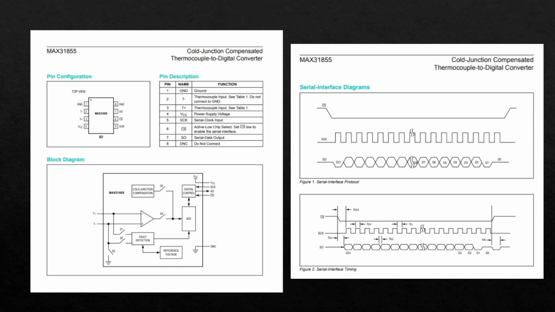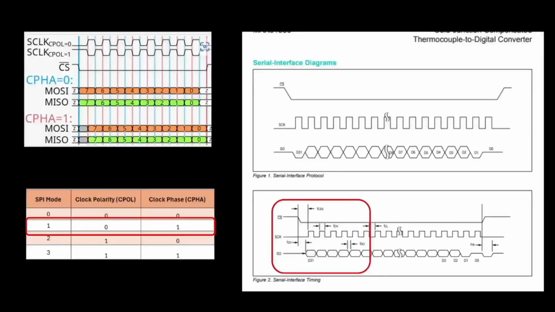Now, let's zoom in on figure 2 in the datasheet. Let's take a look at the chip select area, where you'll spot time delay labeled TCSS. This delay indicates the clock phase will be set to logic 1. Next, we need to determine whether the clock idle state is high or low. This crucial piece of information helps us ascertain the clock polarity, which in this case is logic 0. Finally, examining the mode chart to the left, we can determine the mode of the signal is mode 1.